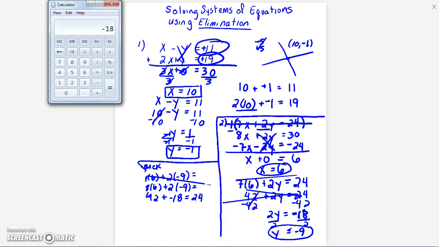Let's try the second one. 8 times 6 is 48, plus negative 18 is going to be 6 more, because I'm using 48 instead of 42, which is going to be 30. So the answer for number 2 is, my x is 6 where those two lines intersect, and my y is negative 9. Okay?